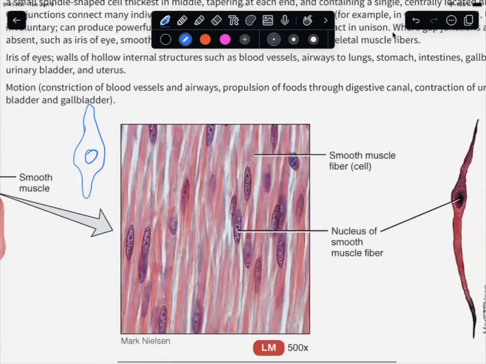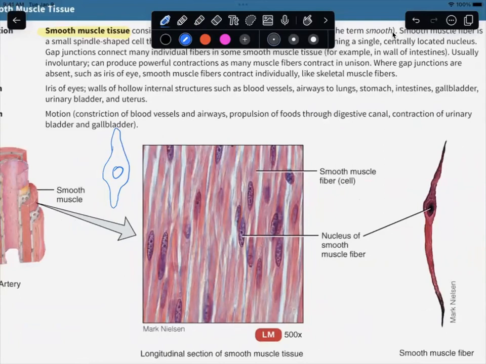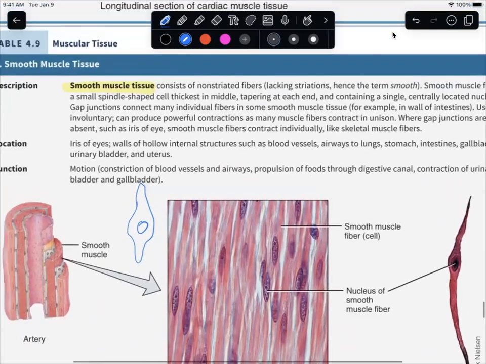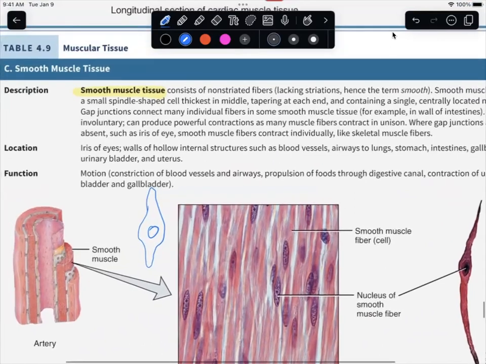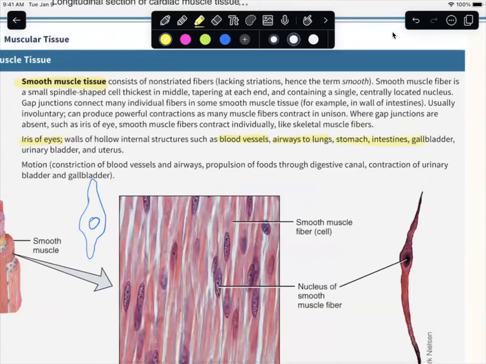So the big difference here with smooth muscle is you're going to see a lot of nuclei. You're going to see cells in nice, neat rows, but you're going to see a lot of nuclei. That's what makes this different than that dense, regular connective tissue that is mostly collagen fibers. So we're going to see this in the iris of your eye, the colored portion of your eye. There's muscles in there changing the size of that pupil in the middle of your eye. Blood vessels, airways in the lungs, your stomach, intestines, gallbladder, urinary bladder, the uterus.